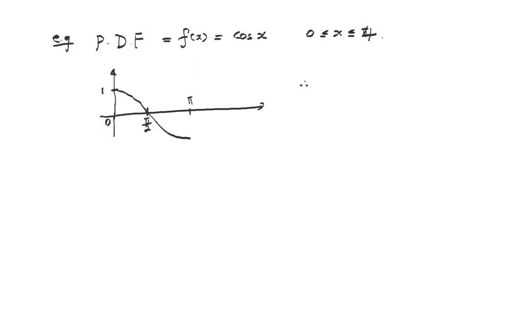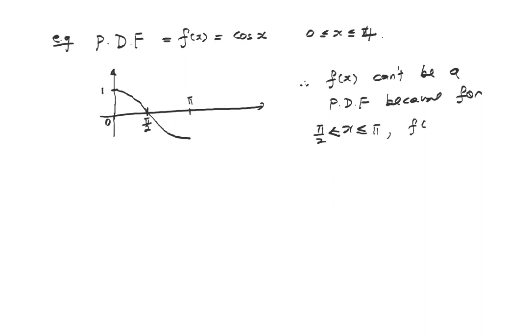So therefore, I make a conclusion. f(x) cannot be a probability density function because for x between pi by 2 and pi, not including pi, f(x) is less than 0. So this is an invalid probability density function. You get me? But if I change this to 0 to pi by 2, then it can. So that is the first one that you have to check. Do you get me?